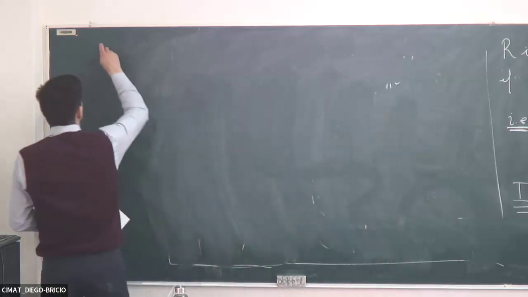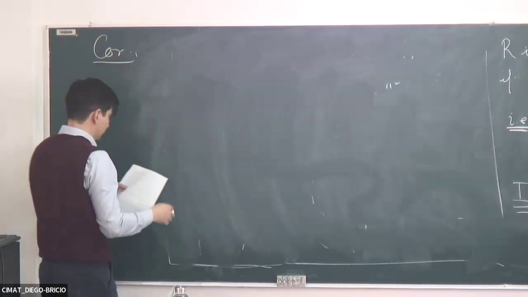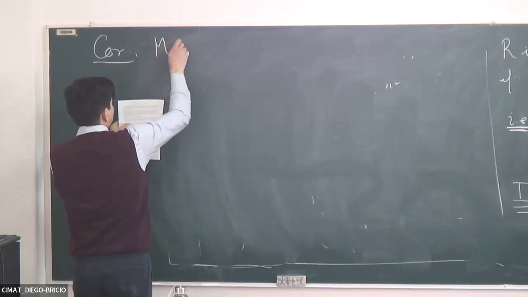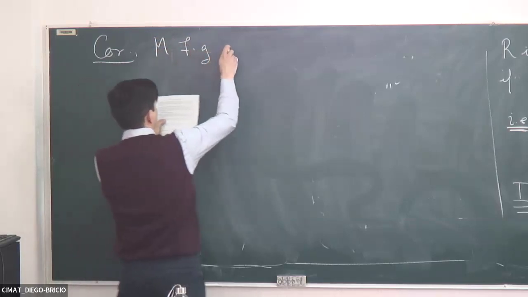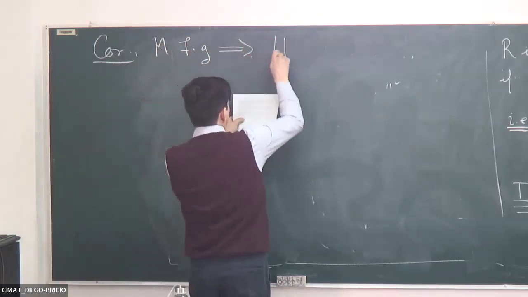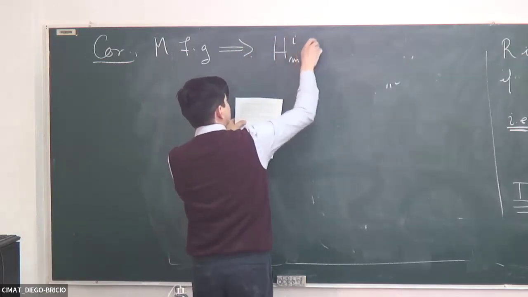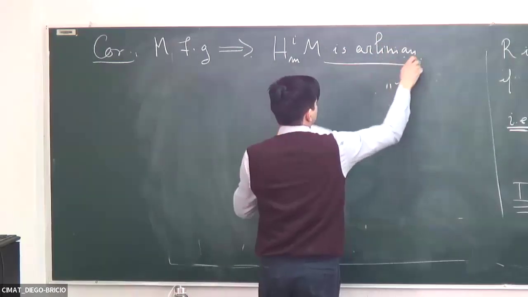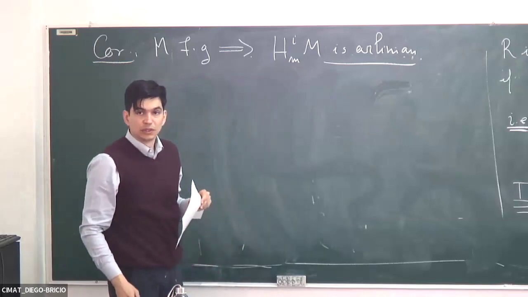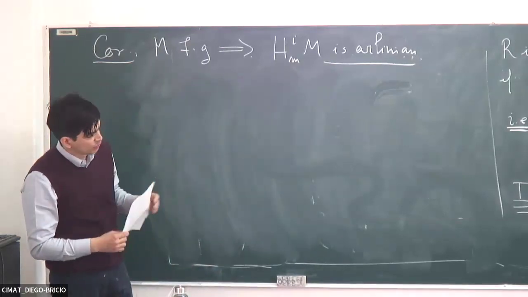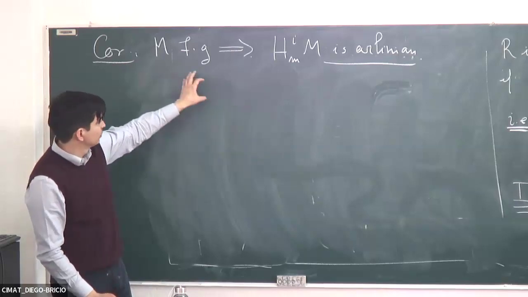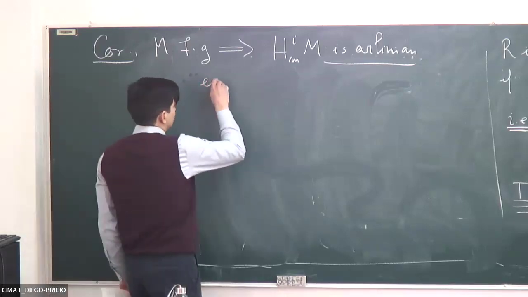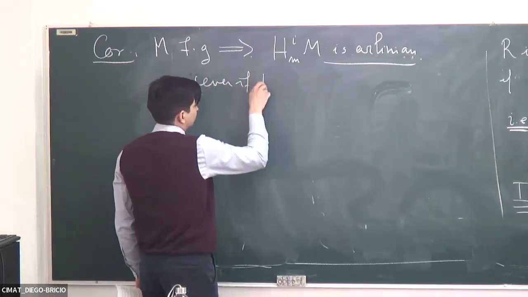Actually, that has the following corollary. There is an exercise too. And the corollary is that if N is a finitely generated module, then its local cohomology. This would follow from Matlis duality straight away from local duality. But here I'm claiming that this holds even if R is not Gorenstein. So even if R is not Gorenstein.